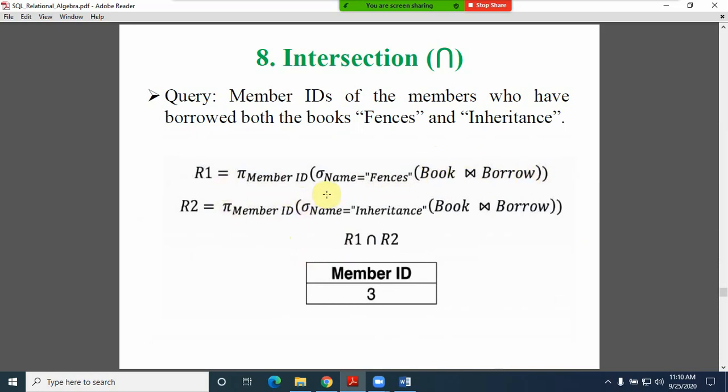In R2, we fetch the member ID along with the Inheritance book name, and we apply the join between book and borrow. Once R1 and R2 are written, you can apply the relational algebra intersection operation. From R1 we get 3 and from R2 we get 3. Whatever member ID is repeated in both result sets R1 and R2, that member ID only we are going to get.